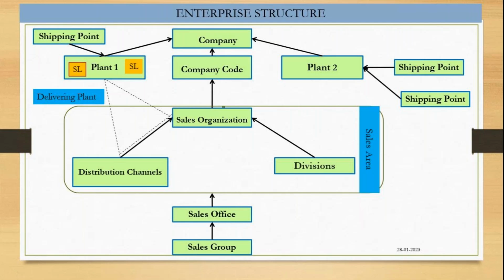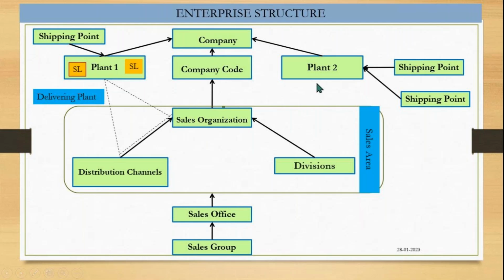In that case, whatever plant we want to create deliveries from, if we know that, then we will assign that plant only to the sales organization through the distribution channel. The remaining plants are defined and must be assigned to the company code, but to the sales organization, whatever you assign, that is a delivering plant. Okay, this is a typical enterprise structure, the organizational elements that we define and make assignments for.